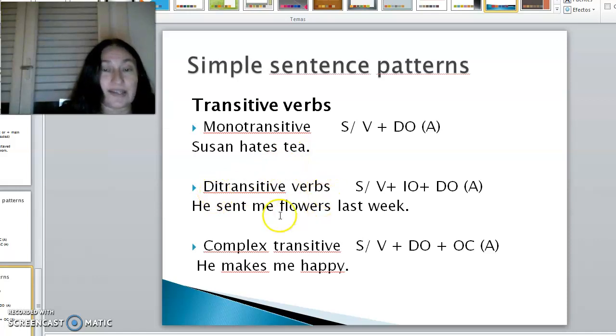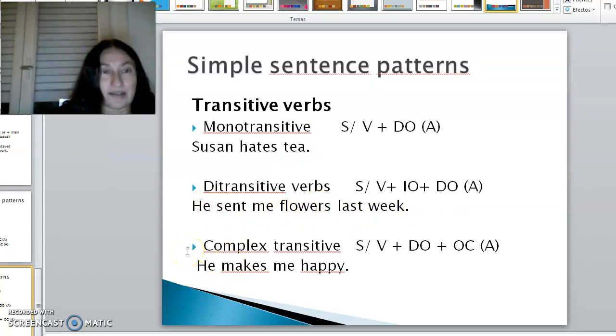In the case of ditransitive verbs, he sent me flowers last week. You have the subject, you have the verb, and then an indirect object, typically a beneficiary of the action in terms of semantics, and flowers, which is the direct object. In this case, you have the adverbial. He sent me flowers last week. There is sometimes the possibility of changing word order here and saying he sent flowers to me last week.